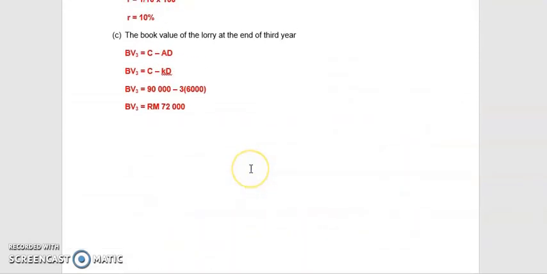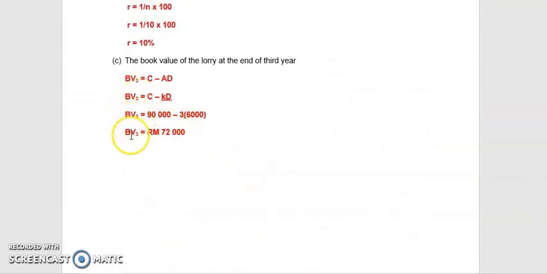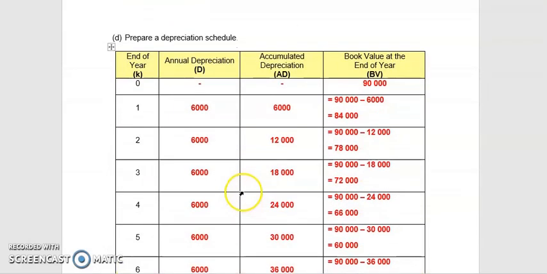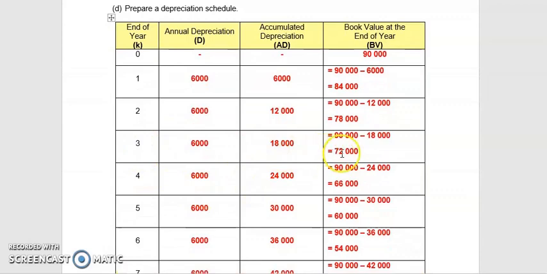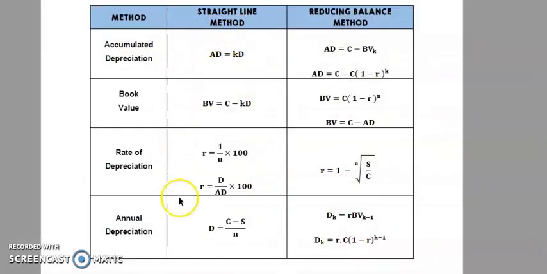Now look at BV3 just now. We calculated book value year 3 is 72,000, right? So if you look at this table, year 3, the book value is 72,000. So if you already understand how to construct this depreciation schedule, there will be no problem for you to understand the formula. This formula can be easily understood if you understand how to construct the depreciation schedule.